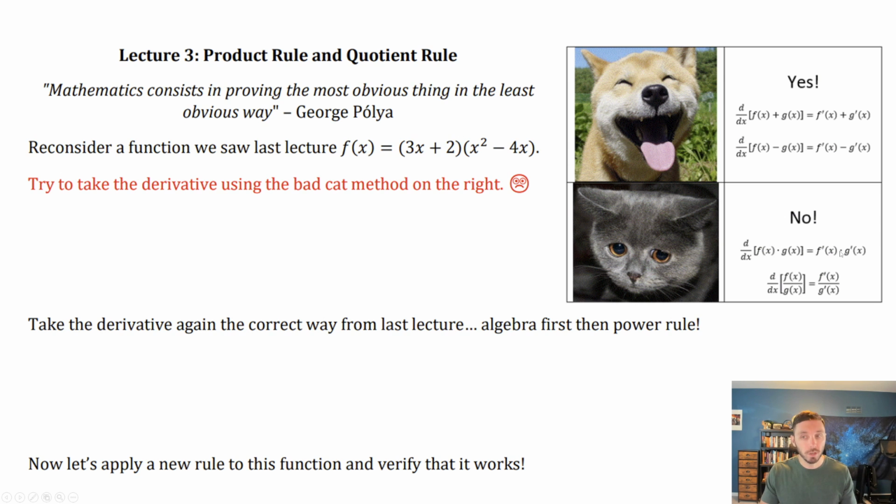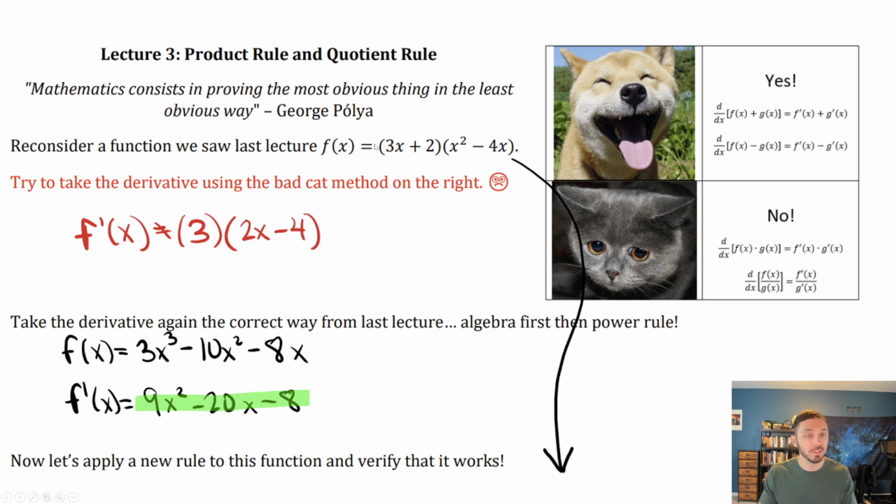So if you were to take the derivative in the incorrect way by just doing, oh, this is a 3, this is 0, this is 2x, and this is minus 4, you're not going to get the same answer. I'm going to show that right here alongside the correct answer using distribution and then power rule. So 3, 2, 1. Here it is. If you were to just take the derivative of each term here, you're going to get 6x minus 12. That's not the derivative of this expression.